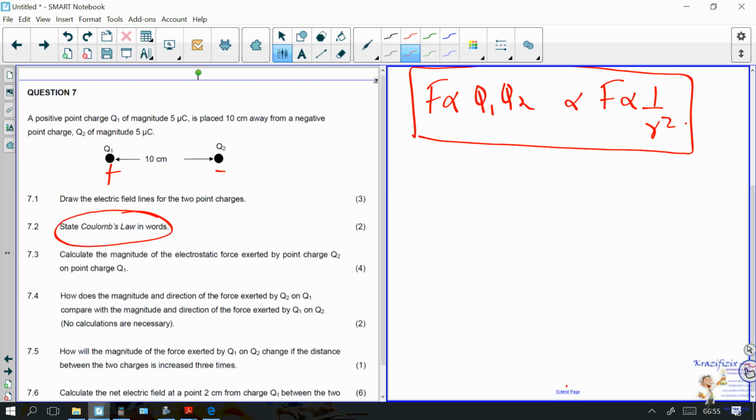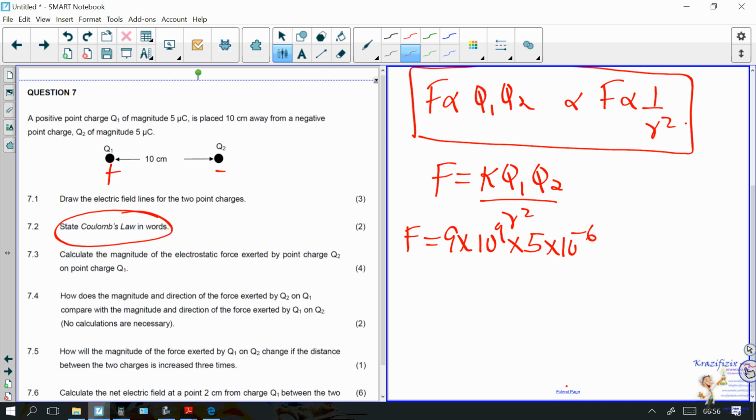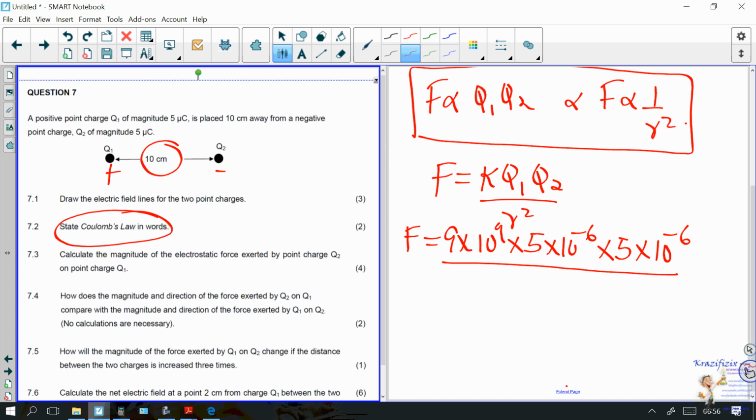What are we looking for? Force. These are just basic questions now. What's my formula? F equals K Q1 Q2 over R squared. What is my K? 9 times 10 to the power 9. What is my Q1? 5 times 10 to the power negative 6. What is my Q2? Ignore the signs. The signs will just tell you the direction. Now, what is my distance? We convert these 2 centimeters to meters by dividing by 100, and that will give me 0.1 squared.